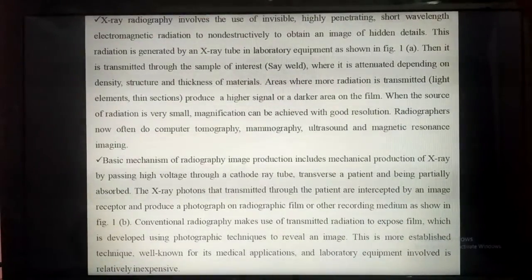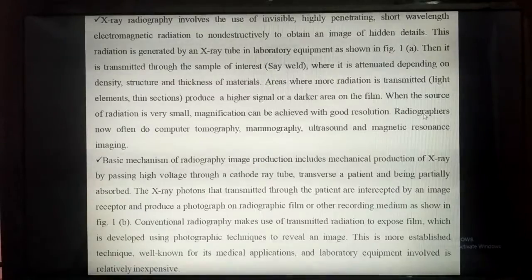Then it is transmitted through the sample of interest, say a weld or any other purpose. It is attenuated depending on the density, structure and thickness of the material. Areas where more radiation is transmitted, such as light elements and thin sections, produce a higher signal or a darker area on the film. When the source of radiation is very small, magnification can be achieved with good resolution.